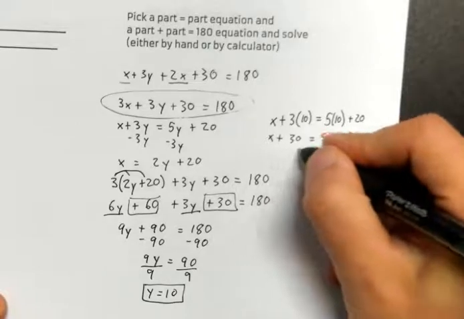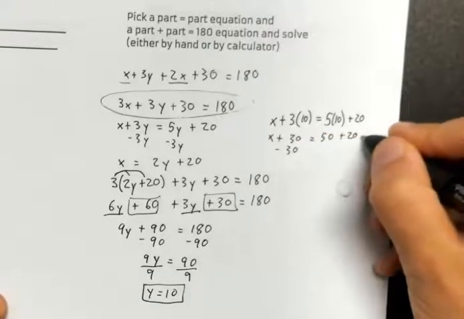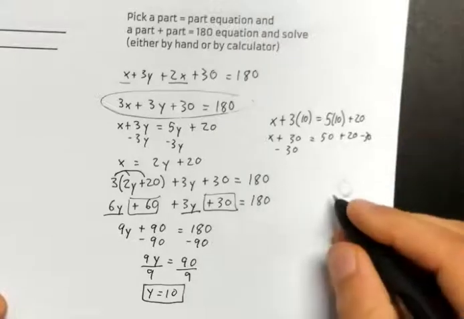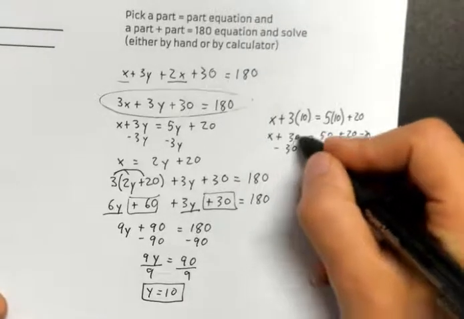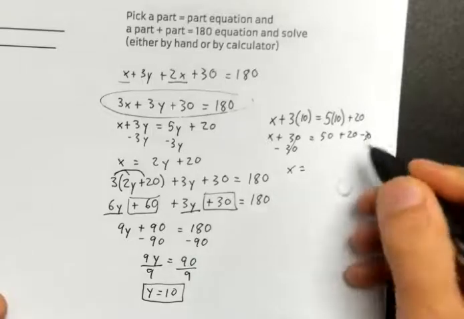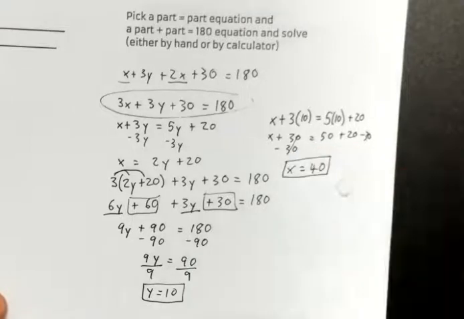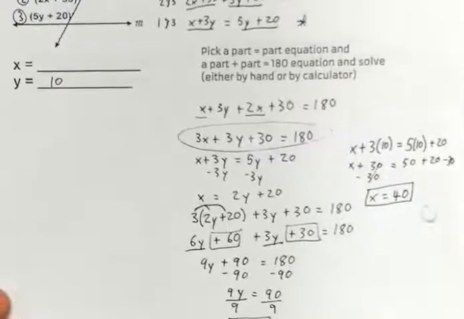So moving my 30, so subtract 30 from both sides. Okay, and that gets rid of that, and x is equal to 50 plus 20 is 70 minus 30, and I get 40. Okay, x is equal to 40.